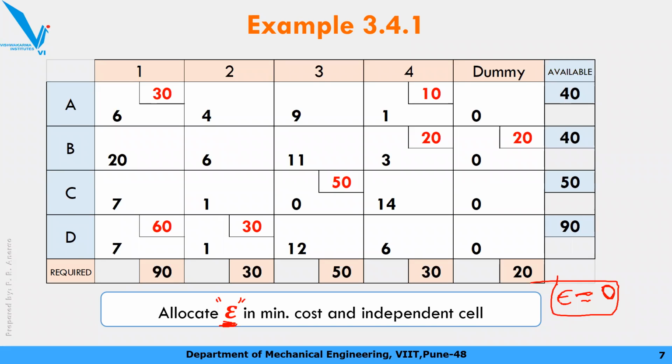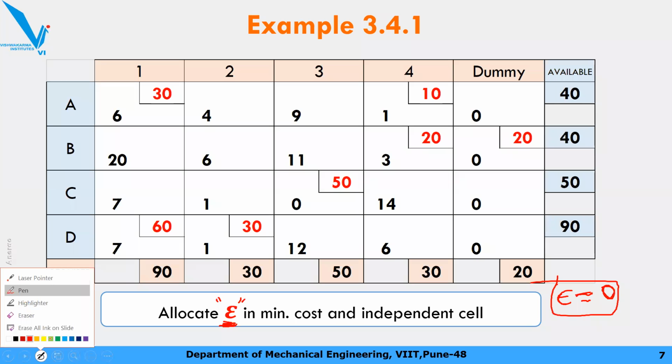Okay, now where should we allocate this epsilon? Epsilon should be allocated at the location with the least cost. And also it should be an independent cell. Independent cell means a cell from which we will not be able to create a closed path or closed loop. Okay, so first we will tackle the first part, minimum cost.